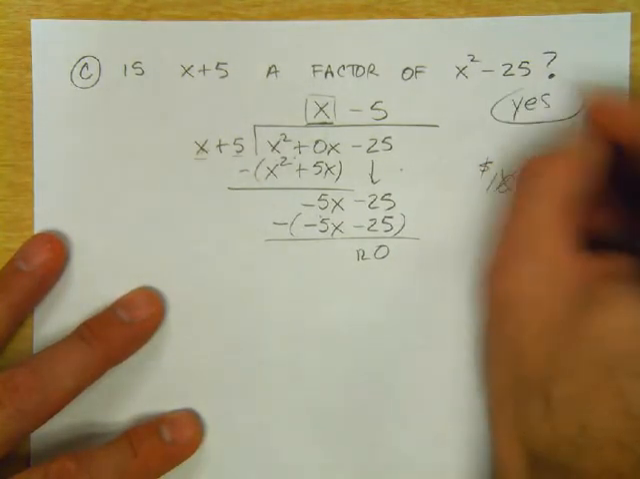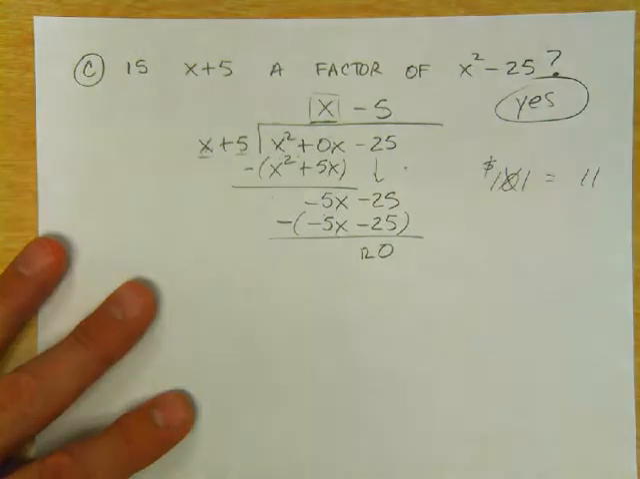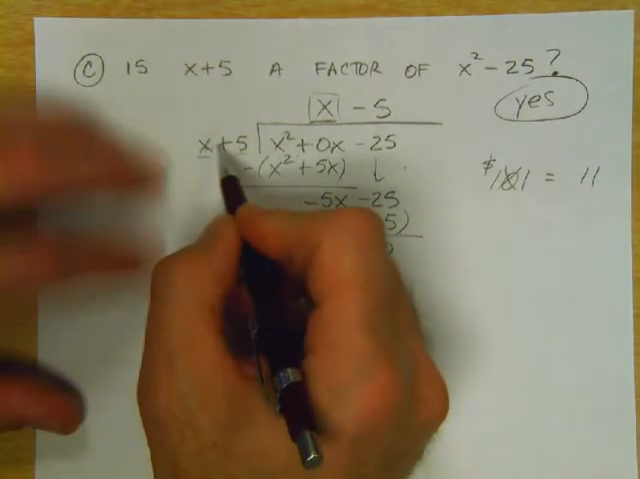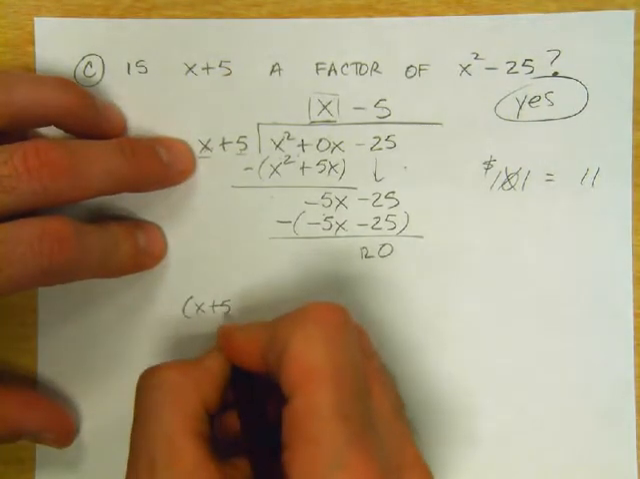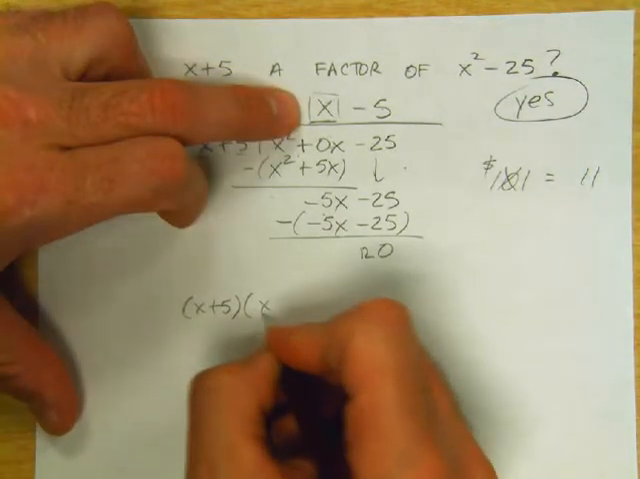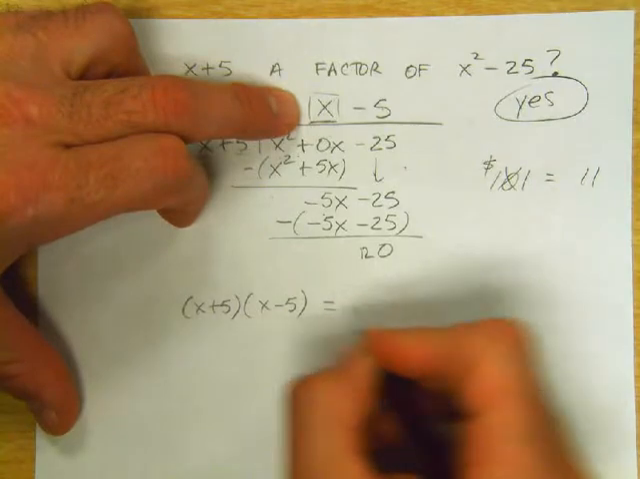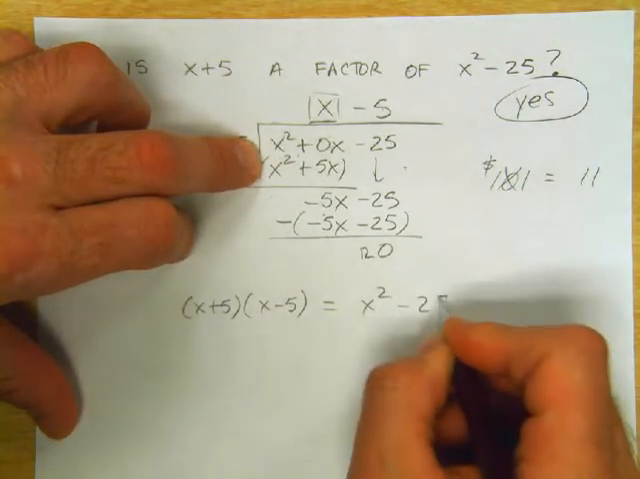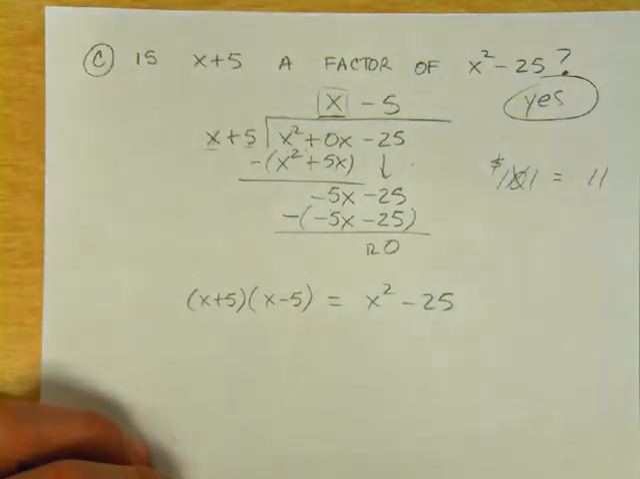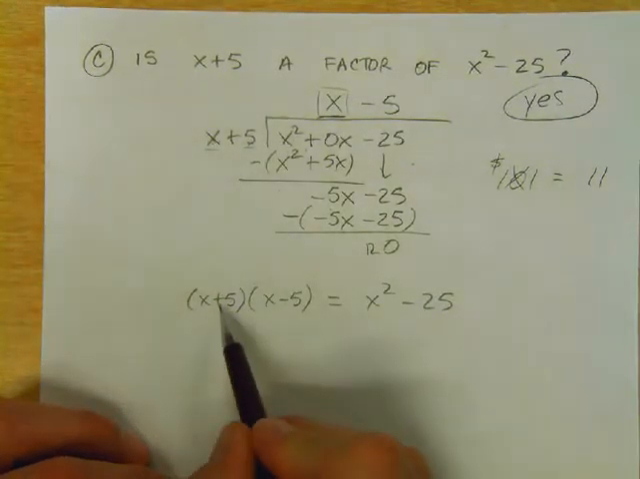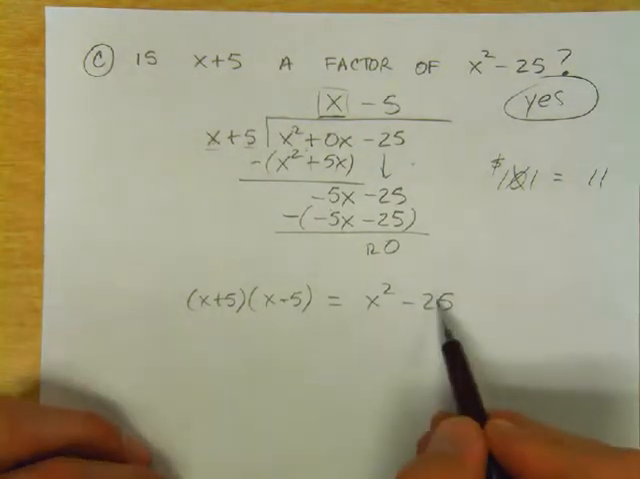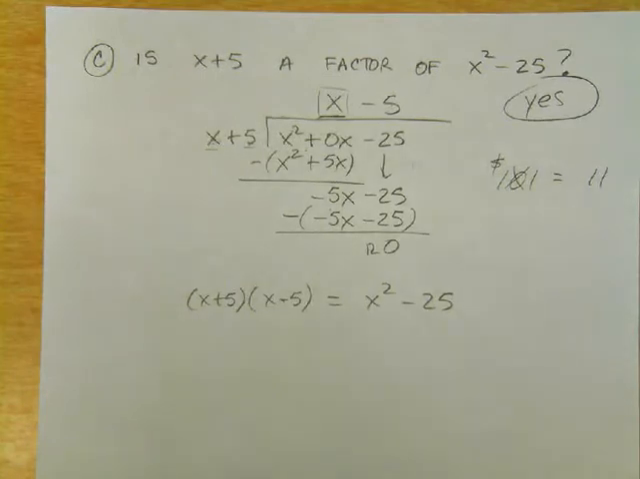So is it a factor? Yes. And what that means then, this is the most important part, and this is why we're doing this. It means that x plus 5 times x minus 5 is equal to x squared minus 25. And what you'll notice now is that we have factored form and standard form of a polynomial. Okay, that's the big idea.